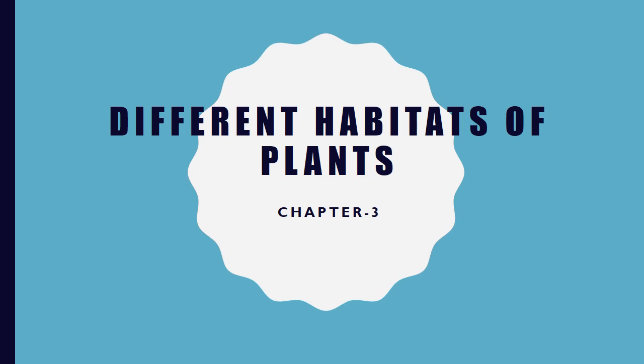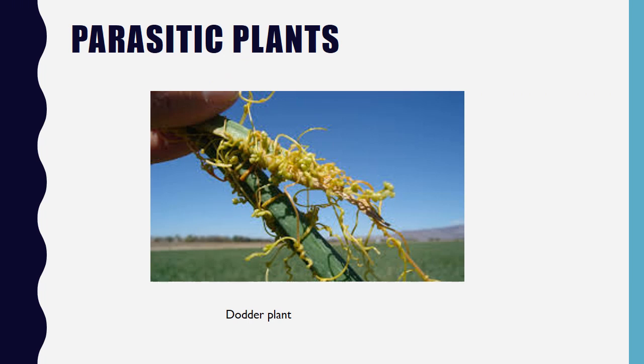So we are learning chapter 3, that is different habitats of plants. In the previous chapter we have learned different types of plants based on their habitats, like aquatic plants and terrestrial plants and many more. So today we will learn more types of plants according to their habitats. First one for today is parasitic plants.